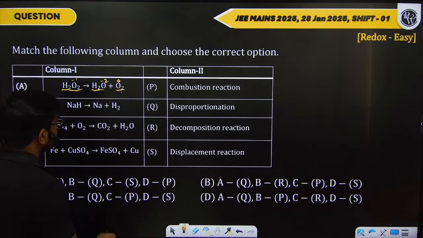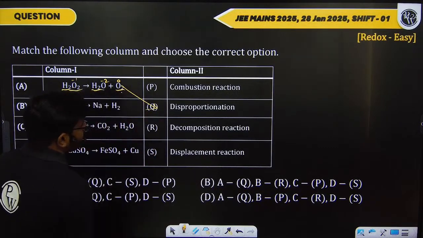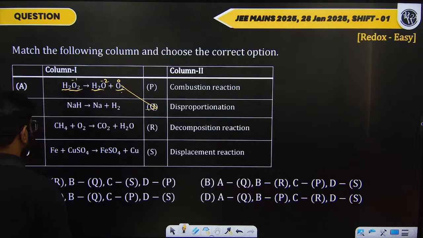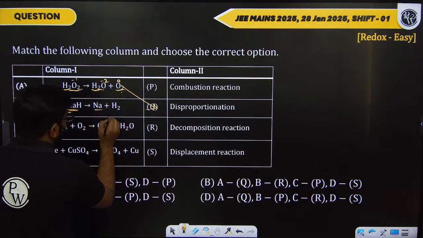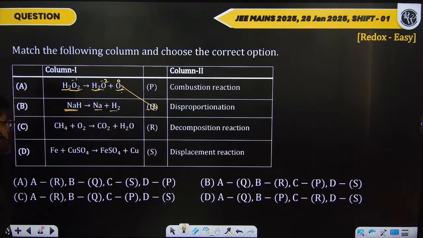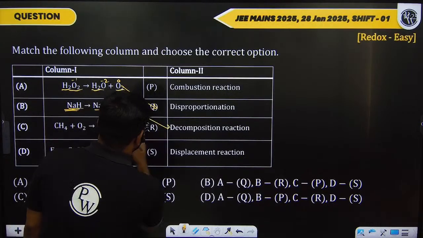Disproportion reaction. Correct? Yeah. Now see NaH, Na and H2. Correct? One species converted into more than one. Correct? This type of reaction? Decomposition. Correct? That will be this.